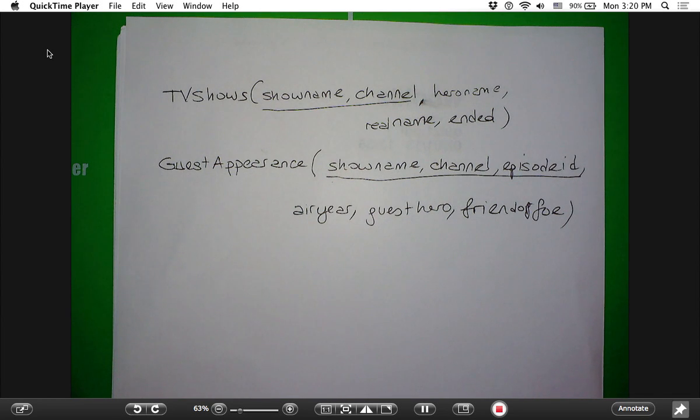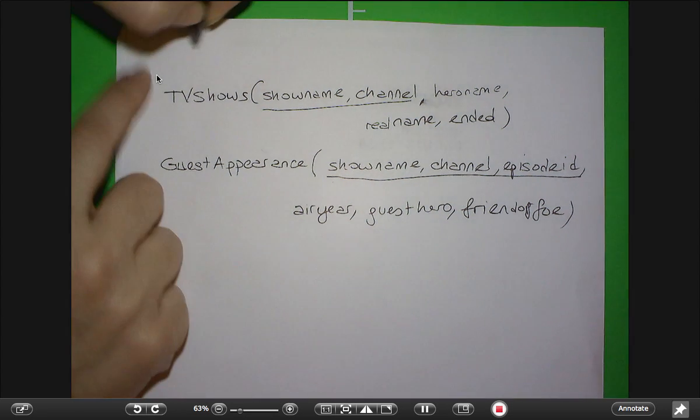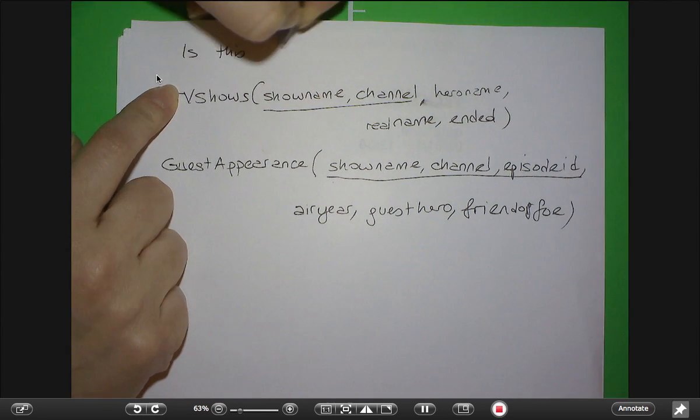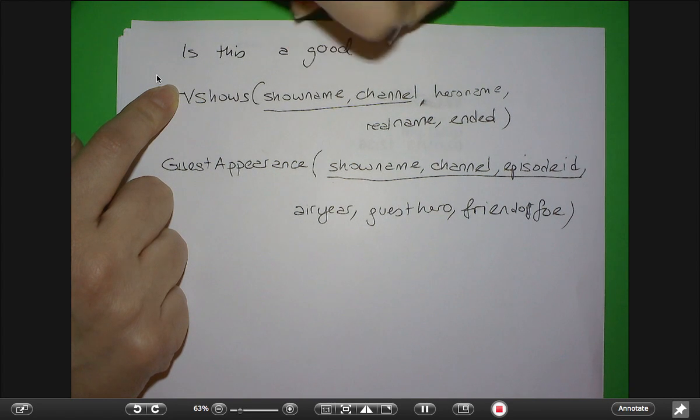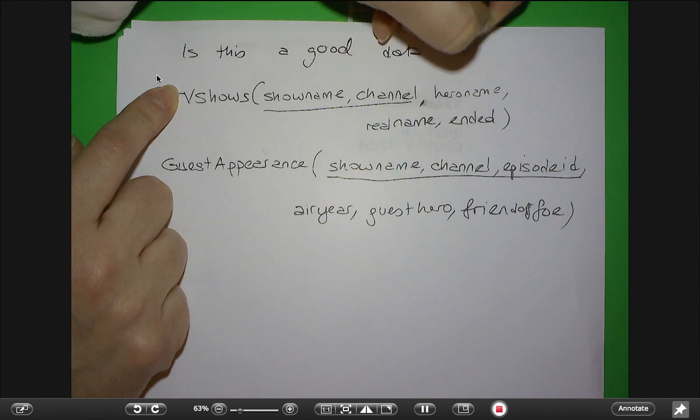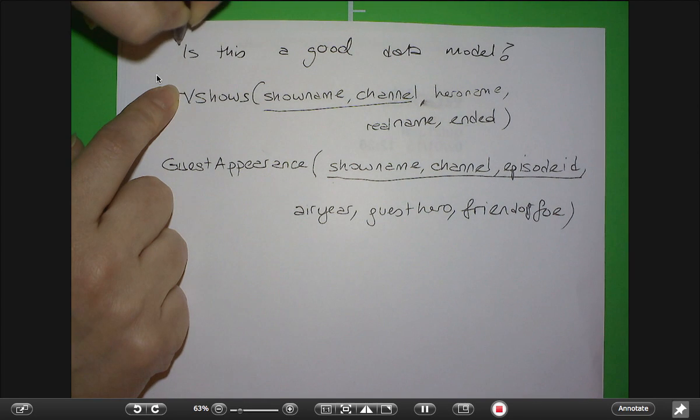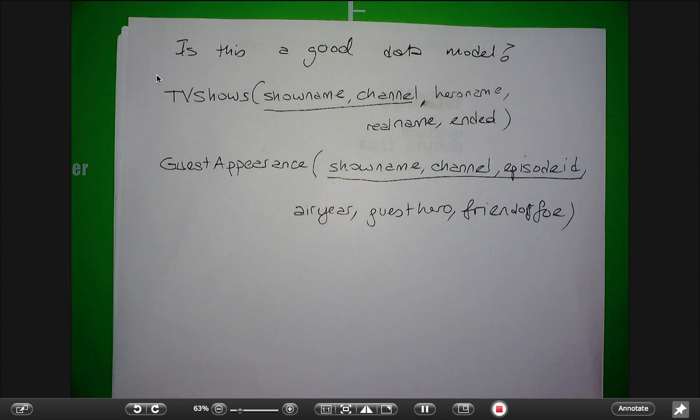So the question that I ask you is: we have so far seen some silly data models, and they are written in such a way to make some queries possible. But the question that we want to ask is: is this a good data model?